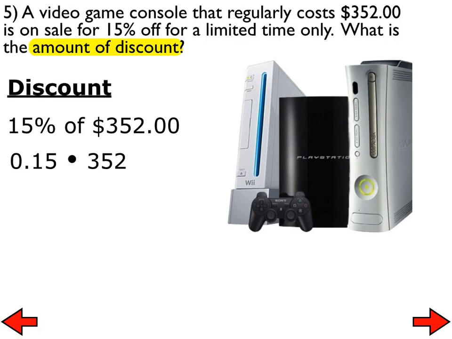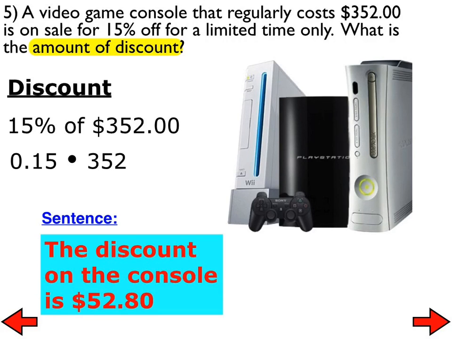If we were asked to find the new price, it would be 85% of $352. But that would give us a discount of $52.80. If you use a proportion, 15 over 100 equals X over 352. Let's go to the back side.